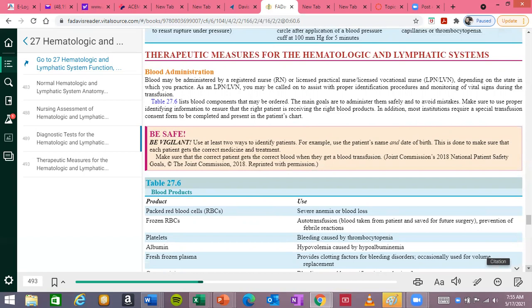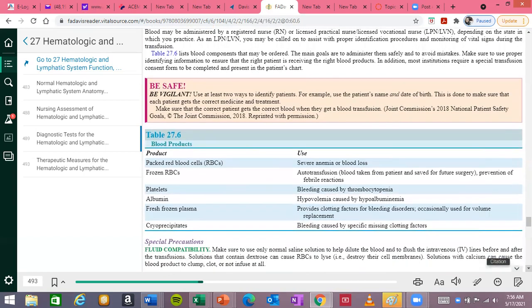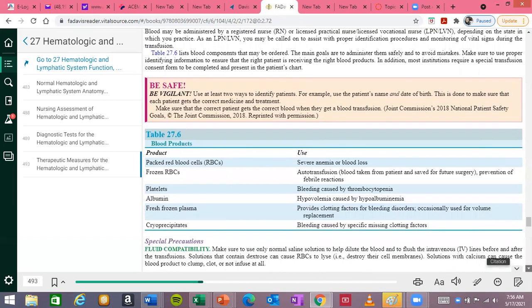And it talks about some of the different blood products that can be transfused. Red blood cells can be transfused, frozen red blood cells, platelets, albumin, fresh frozen plasma, that type of thing. These are the different blood products that can be transfused.